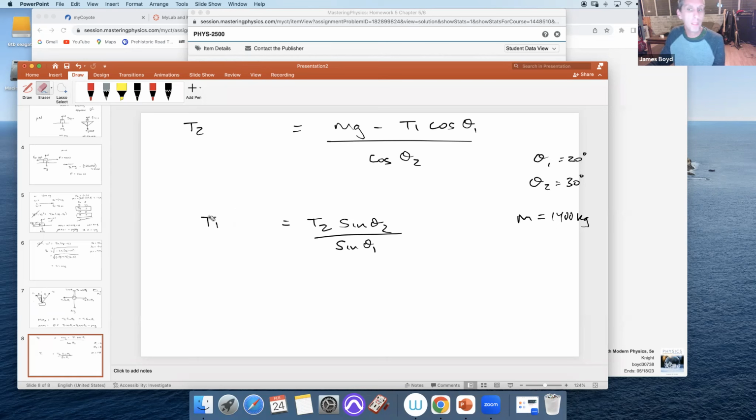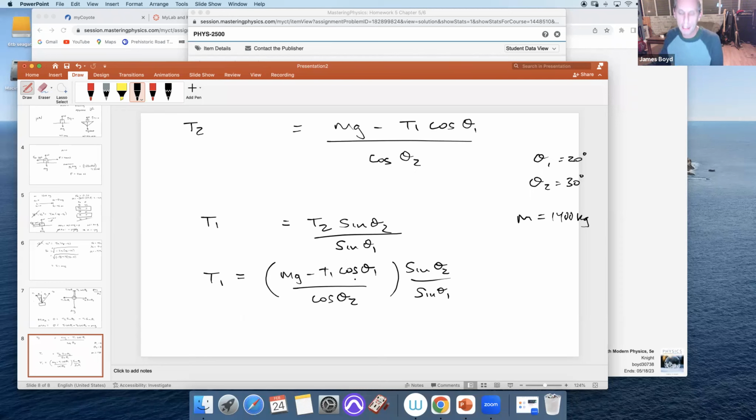Yeah, okay. And then what I get is T1 is equal to sine theta 2 over sine theta 1. I'm going to plug in mg minus T1 cos theta 1 over cos theta 2. But sine over cosine is tangent of theta. So I can get rid of this and just call this tan theta 2.